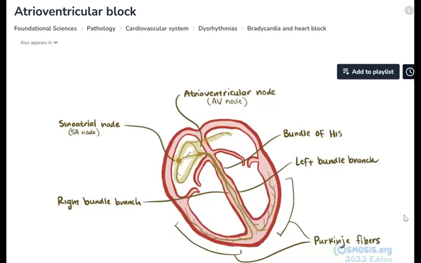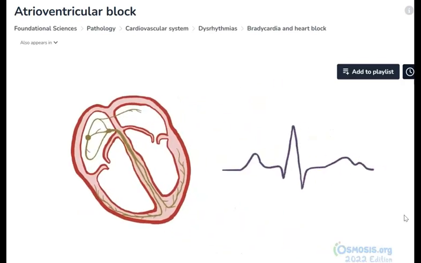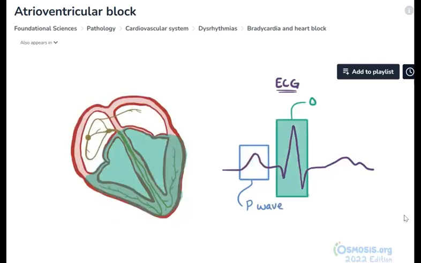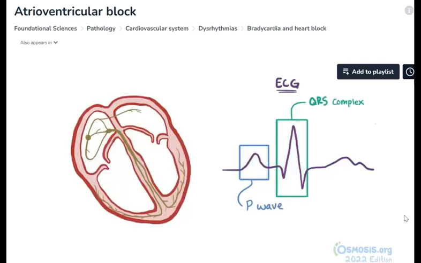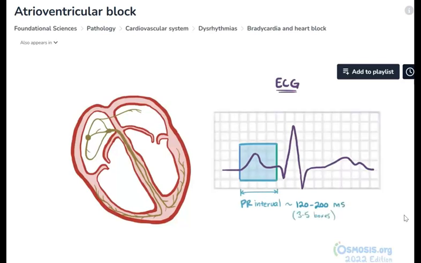So, in a healthy heart, the upper chambers contract first, then shortly after the lower chambers contract. On an ECG, the atrial contraction is seen as a P wave, and the ventricular contraction is seen as a QRS complex. The interval from the start of the P wave to the start of the QRS complex is called a PR interval, and is normally between 120 and 200 milliseconds, or 3 to 5 tiny boxes on the graph paper that it's usually printed out on, since each box is 40 milliseconds or 0.04 seconds.